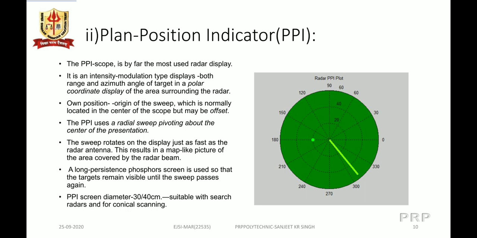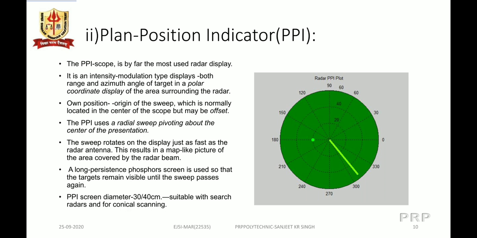The PPI uses a radial sweep pivoting about the center of the presentation. The sweep rotates on the display just as fast as the radar antenna, say a typical 6 rpm. This results in a map-like picture of the area covered by the radar beam. A long persistence phosphor screen is used so that the targets remain visible until the sweep passes again. So due to long persistence, the target is seen till the next sweep arrives.